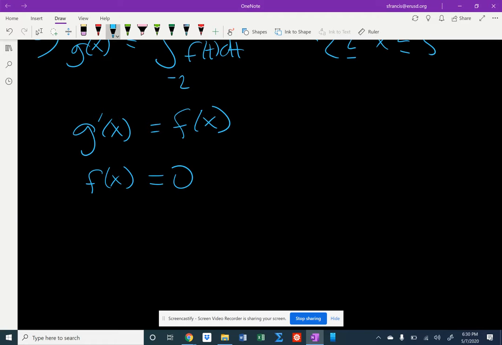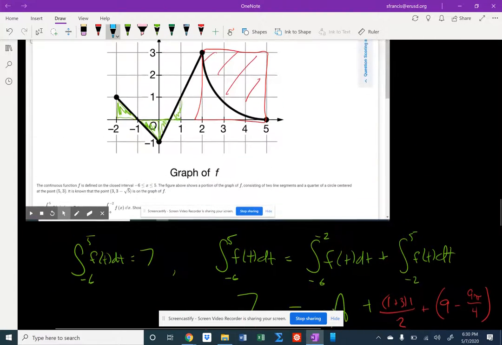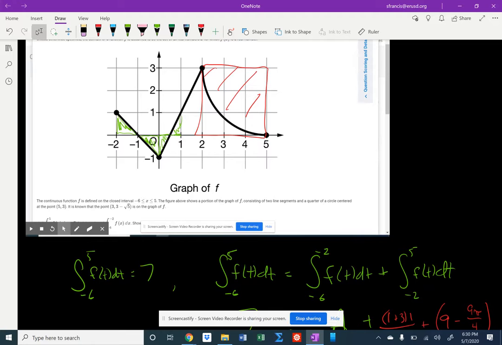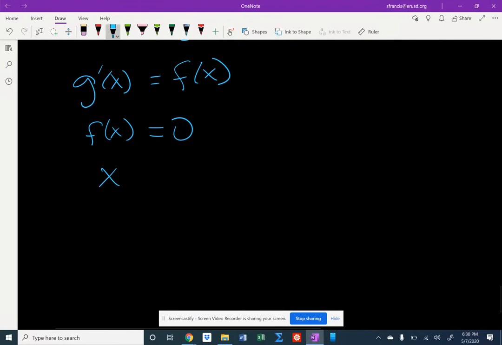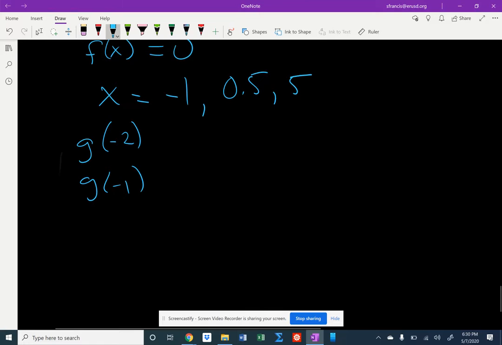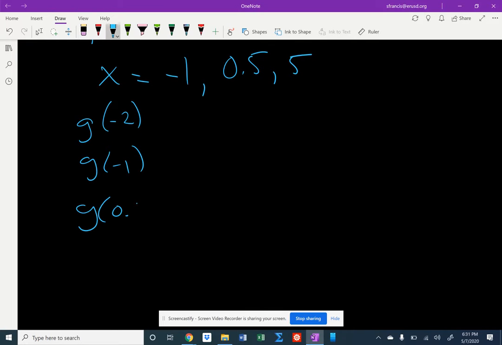We know f is equal to 0. Let's go back up to the picture. Negative 1, 0.5, and 5. 5 is an endpoint. They give you another point for identifying the zeros correctly that you need to use. So we need g of negative 2. We're going to need g of negative 1, g of 0.5, and g of 5, which we already calculated.